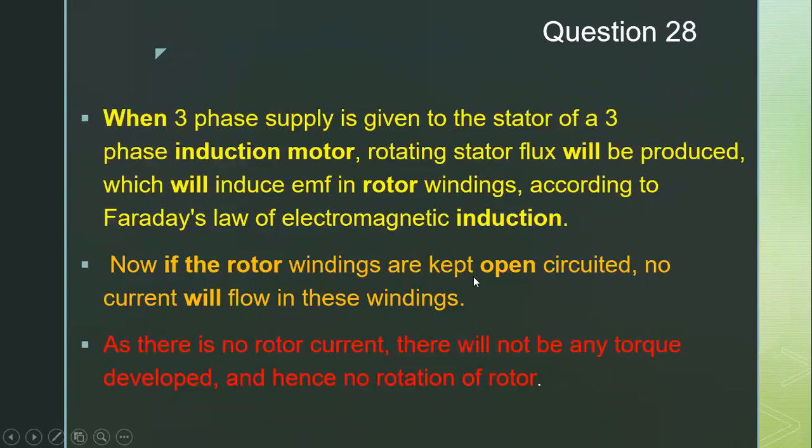Now, if the rotor winding is kept open circuit, there is no current flowing in this winding. It will produce the EMF in the rotor winding, but if it is open, no current will flow. As there is no rotor current, there will not be any torque.